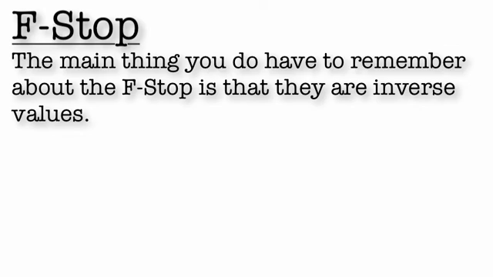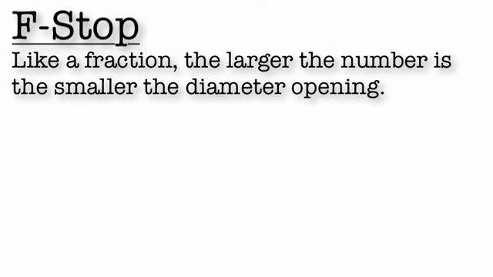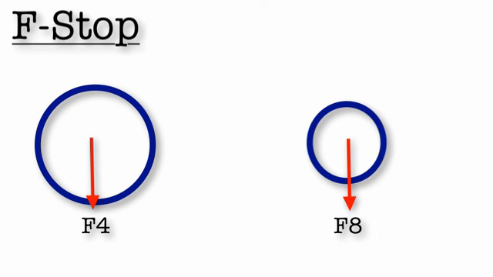To help adjust your aperture, you have what is called the f-stop or f-number. Now, this seems confusing if you try to do the math, but if you know the numbers, it is very easy to understand. The main thing that you do have to remember about the f-stop is that they are inverse values, which means that, like a fraction, the larger the number is, the smaller the diameter opening. So an aperture opening with a lower value, like f4, is larger than an aperture opening with a higher value like f8. In other words, a larger open aperture has a low f-stop number, while a small or closed aperture has a high f-stop number.